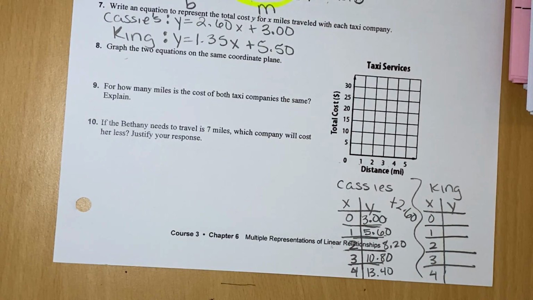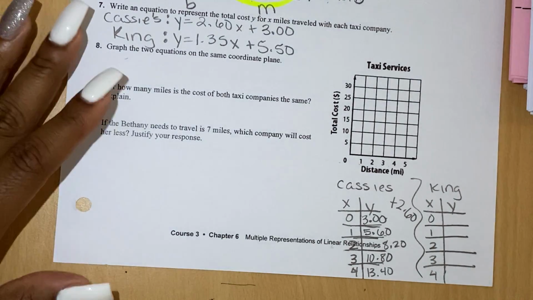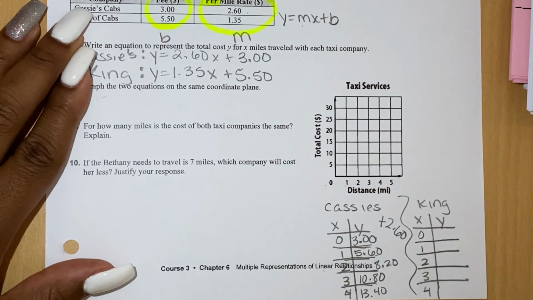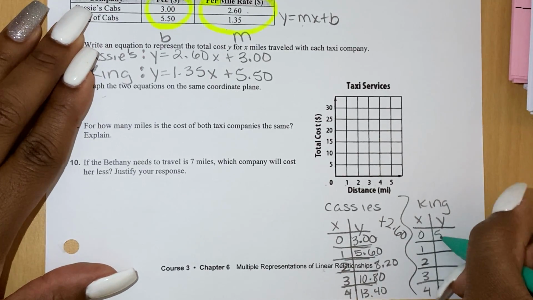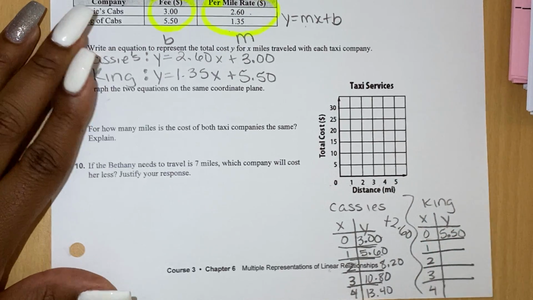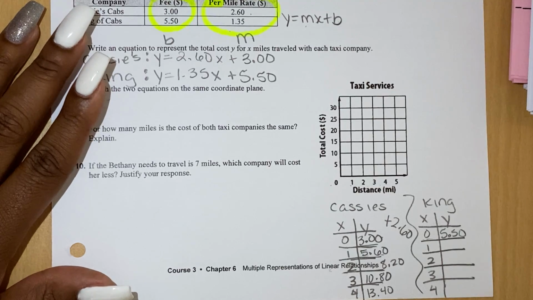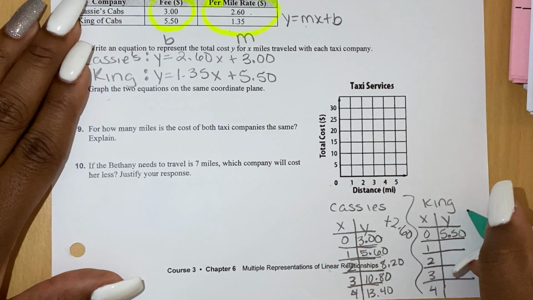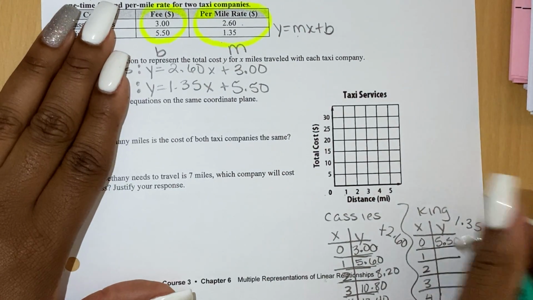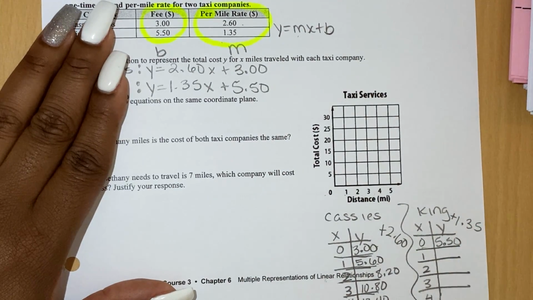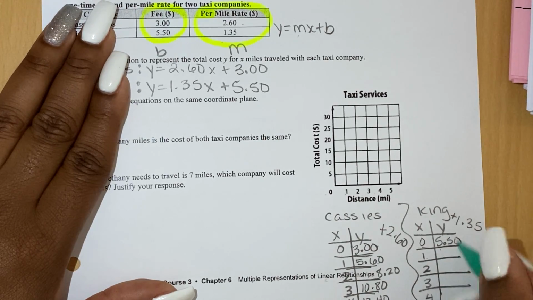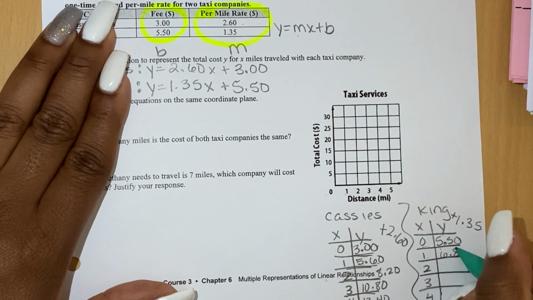Okay. Now let's look at king of cabs. When traveling with king of cabs, just for calling him and getting into his cab is $5.50. That's before you even travel. That's at 0 miles. Okay. Then you travel 1 mile. It's $1.35 per mile. So we need to add $1.35 for each mile. So $5.50 here for 0 miles, and for traveling 1 mile, $6.85.